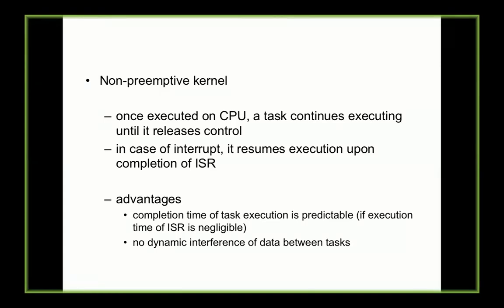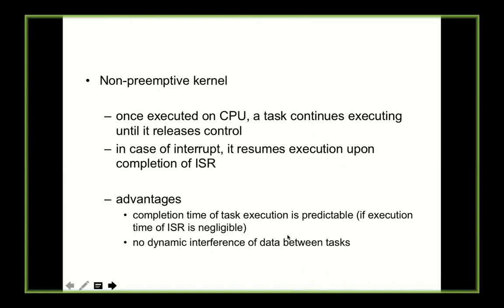So what are the advantages? I said you can predict the completion time for an application. And the second thing, which is very unique, is that there is no dynamic interference of the data. So if you have a global variable, you don't need to really guard them, because unless one of the functions completes, another function cannot run. So by default, classic C and C++ are an example of a non-preemptive kernel. It will run only in sequence. So if I have function 1, function 2, function 3, before function 1 is over, function 2 doesn't run. So there is no need for you to worry about the global data.